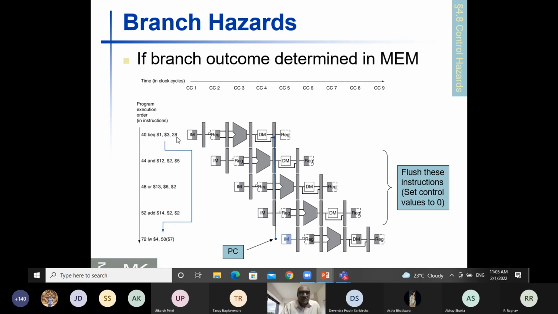Suppose the branch is not taken, then you have to follow the immediate instructions, like this one, and then this, and so on. So this is the sequence of instructions, for example.